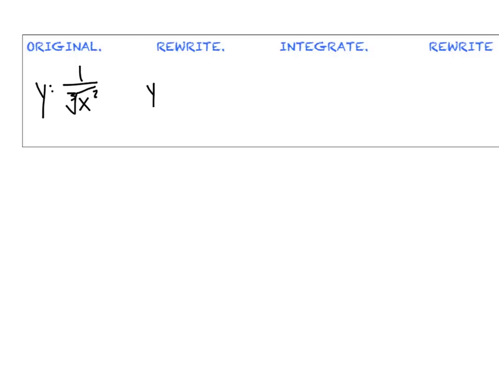So I'm going to rewrite it as x raised to the negative 2/3 power. Notice up to that point, I haven't done any calculus at all. I'm just using some basic algebraic skills to rewrite that function. Next, we want to actually integrate it. Here's where I'll use my power rule.